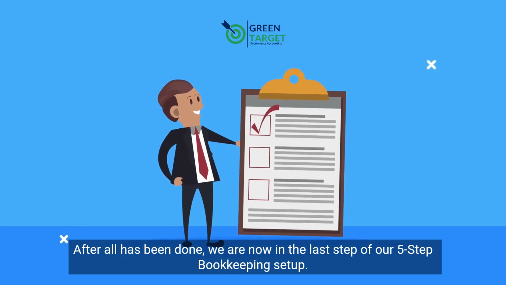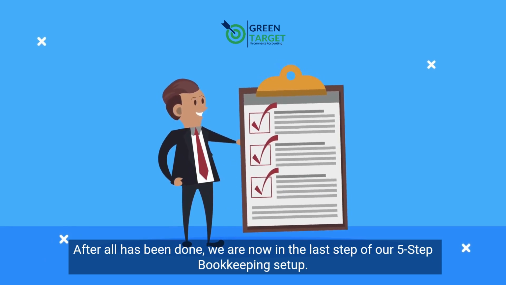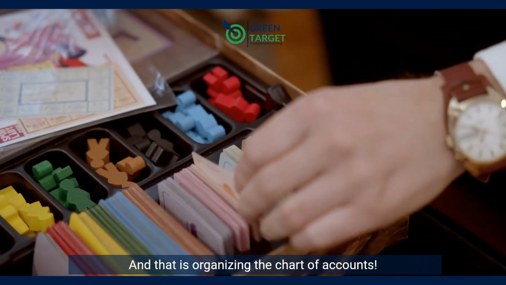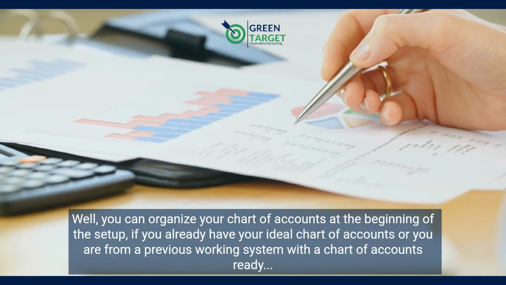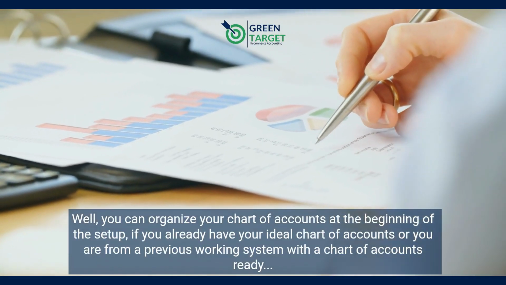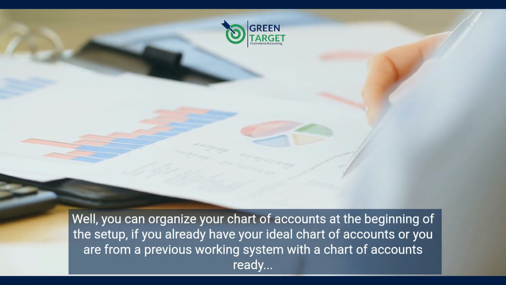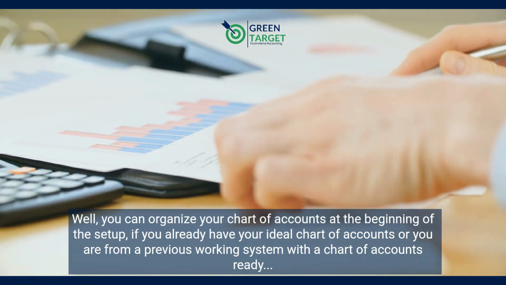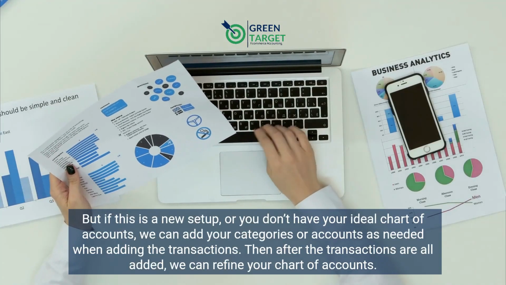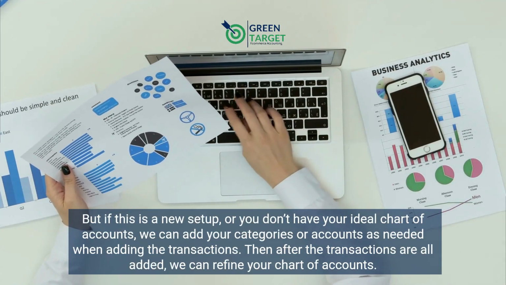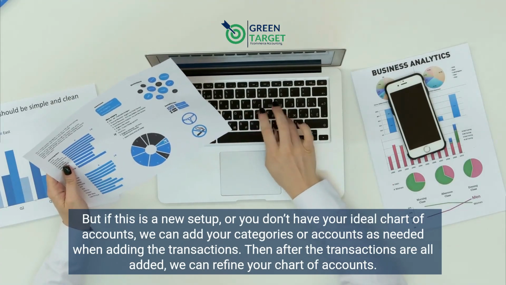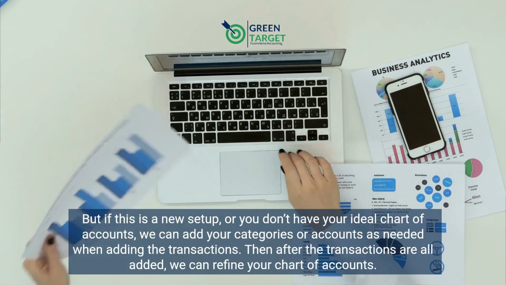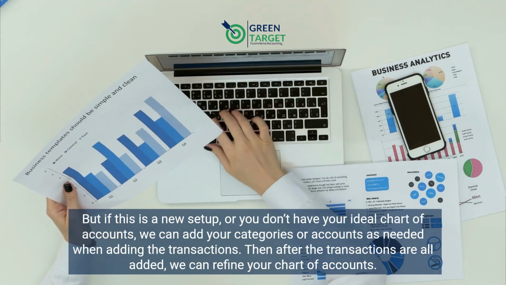After all has been done, we are now in the last step of our 5-step bookkeeping setup, and that is organizing the chart of accounts. Well, you can organize your chart of accounts at the beginning of the setup, if you already have your ideal chart of accounts or you are from a previous working system with a chart of accounts ready. But if this is a new setup, or you don't have your ideal chart of accounts, we can add your categories or accounts as needed when adding the transactions. Then after the transactions are all added, we can refine your chart of accounts.